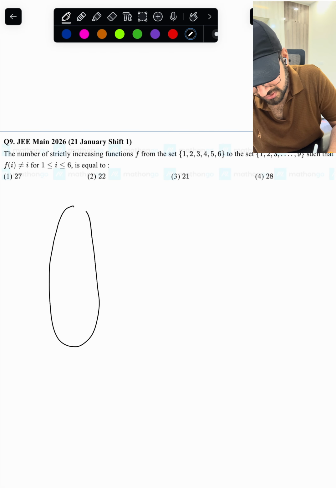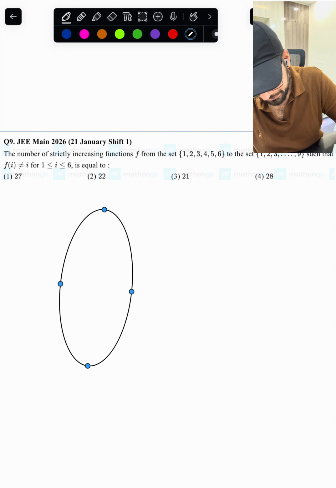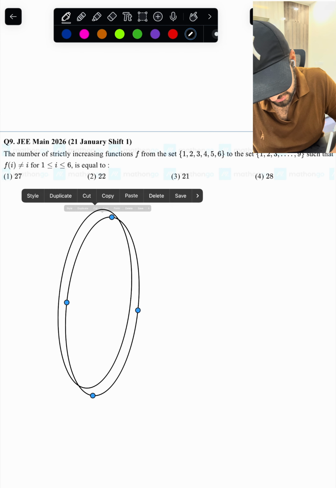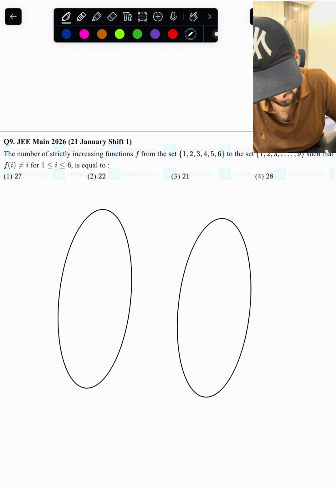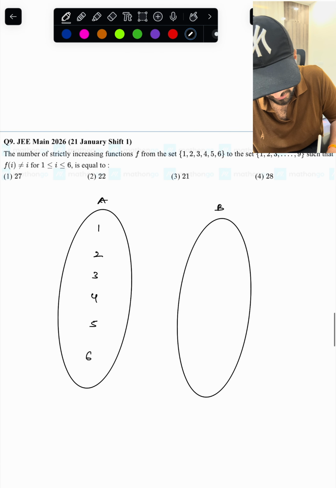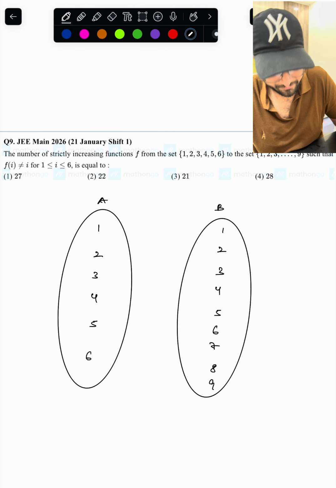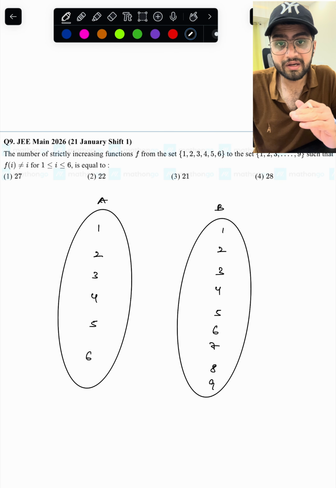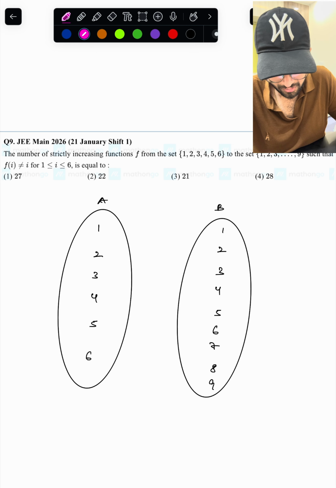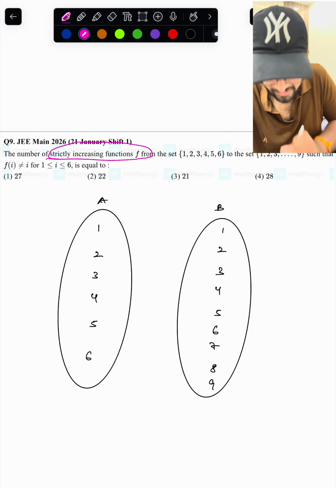So just for understanding, I am plotting this one. Let us say there is a set A and a set B. Set A is containing 1 2 3 4 5 6. Set B is containing 1 2 3 4 5 6 7 8 9. Okay, done. Now we need to form increasing functions, right? Strictly increasing functions.